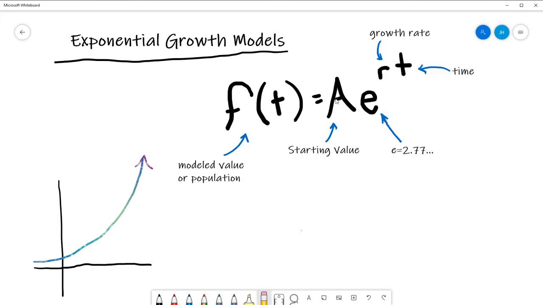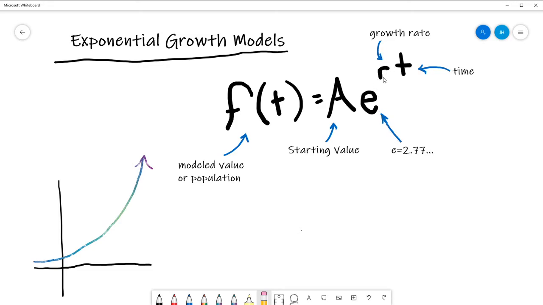A here represents the starting value. So let's keep my city example going. If I measure a city's population at some given time, right, and then I decided to make that the start of my data collection, that would be the starting value. So the starting value is just basically whatever population or measurement that you've taken at the very beginning, right? E is Euler's number. It's that irrational number that just goes on forever. It's very similar to pi in its properties, and it's very, very important for us in exponential growth.